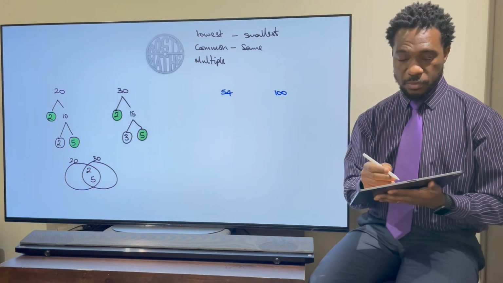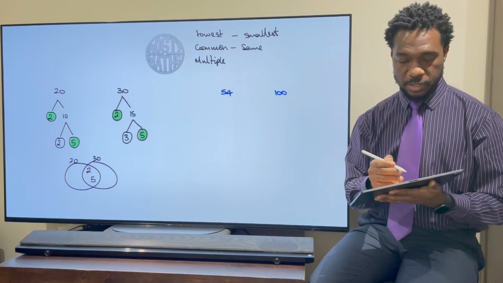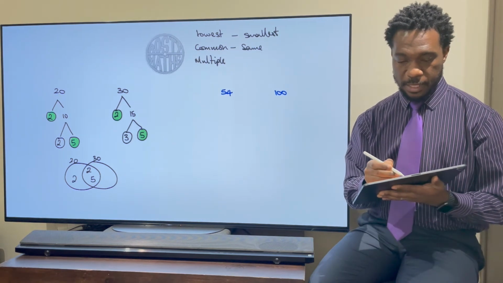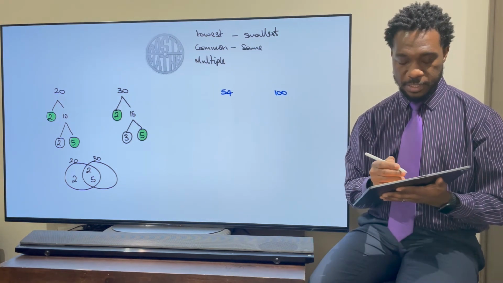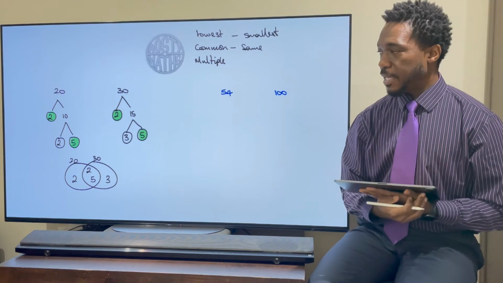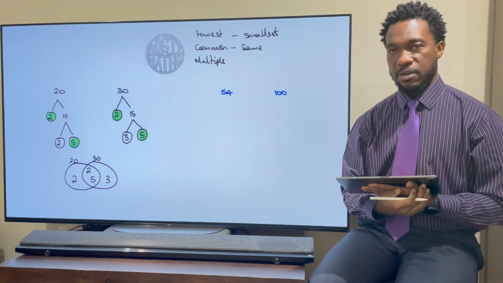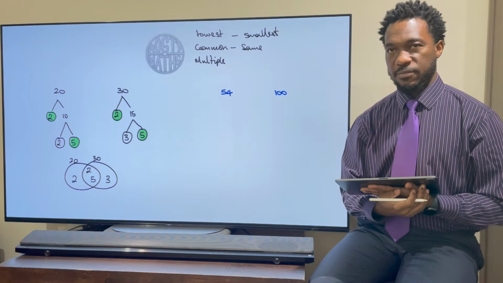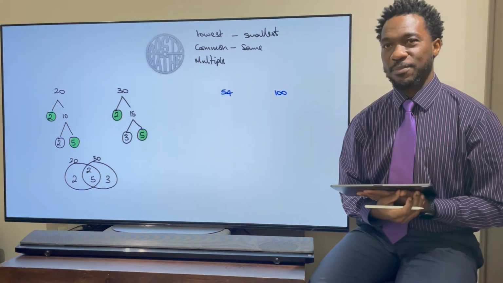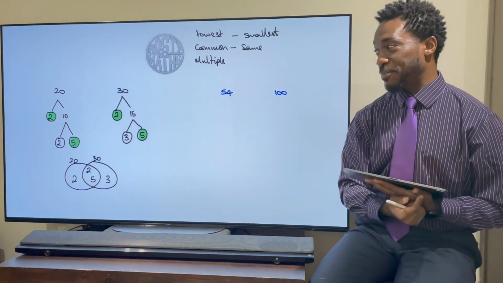And then all of the spare numbers, there's a spare 2, so that will go out here, and then there's a spare 3, so this will go there. And now it's in my Venn diagram, I can find my highest common factor. Sorry, my lowest common multiple. That's what we're doing, lowest common multiple.